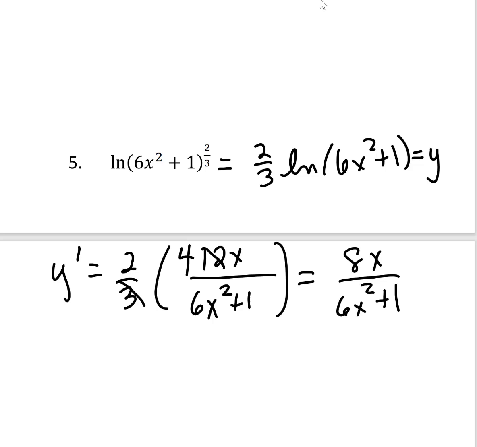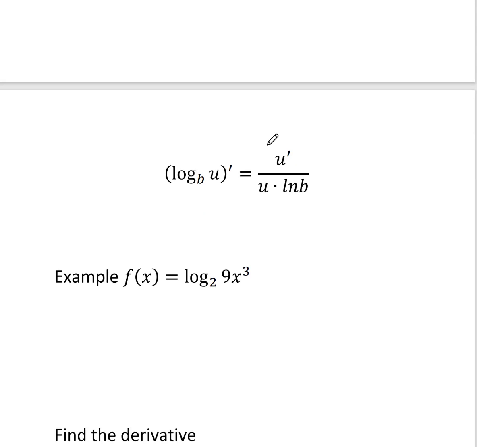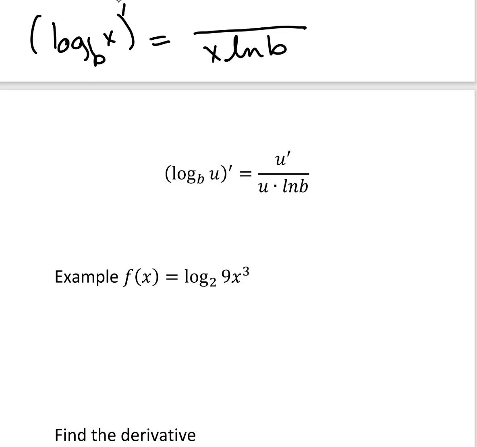So what if we had the log base b of u? Well, remember, our rule for the log base b of x, when we took the derivative, was 1 over x natural log of b, with a 1 in the numerator. So it's going to change kind of like you would expect. We're going to have u, natural log of b in the denominator, and u prime in the numerator.